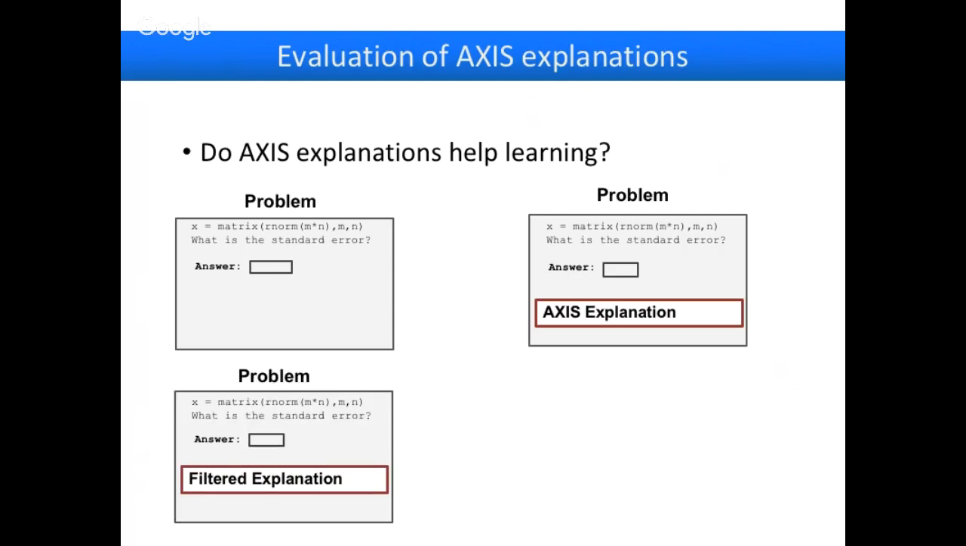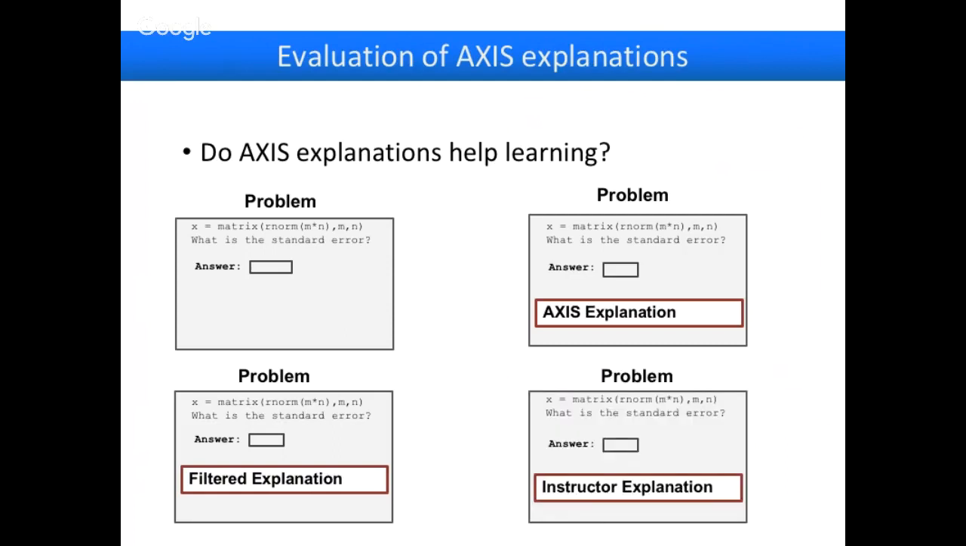In the third, we gave them the problems with what's called filtered explanations. So these are explanations that have low probability, less than 5% probability of being assigned by Axis. In other words, it had a sufficiently low rating that Axis doesn't think it's a good explanation. And finally, as a gold standard, we also gave some students explanations that were written by the instructor.